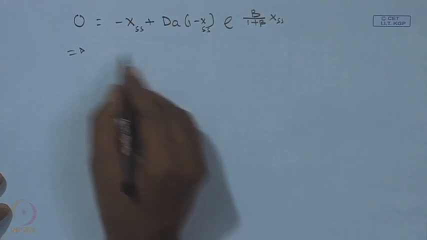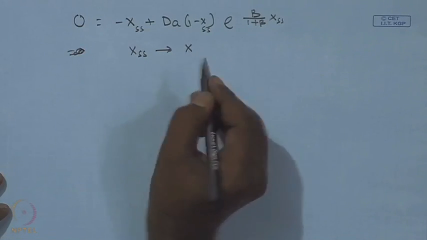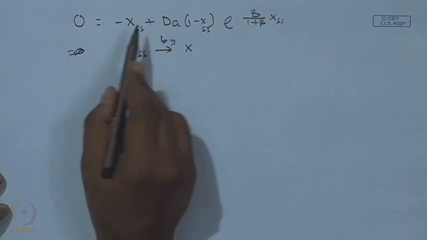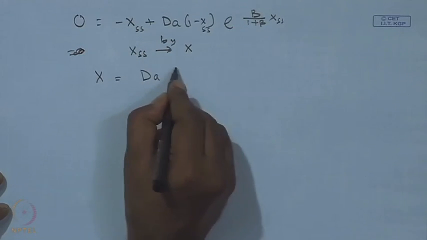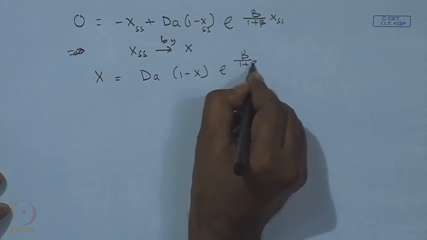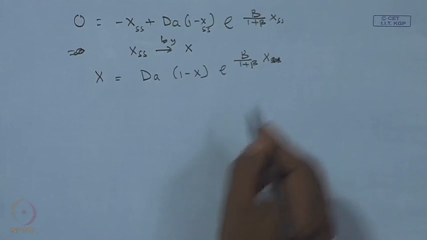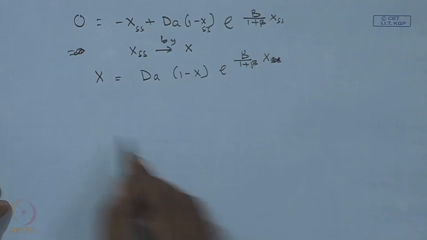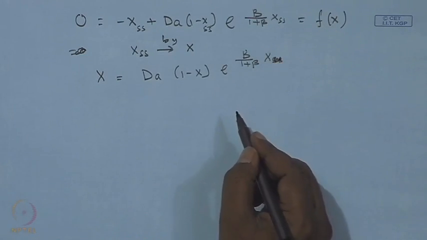Now, we can do away with the steady state. We substitute x steady state by x. If we do that and take this thing on the other side, we will be getting the equation x is equal to dA into (1 minus x) e to the power b by (1 plus beta times XSS). Now, there are two ways this equation can be written, XSS will be written as x. So this is some function of x. There are two ways this functional form can be written.